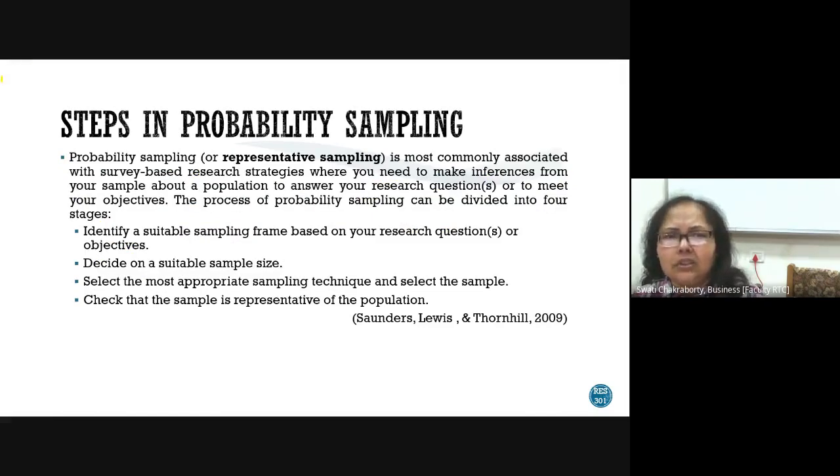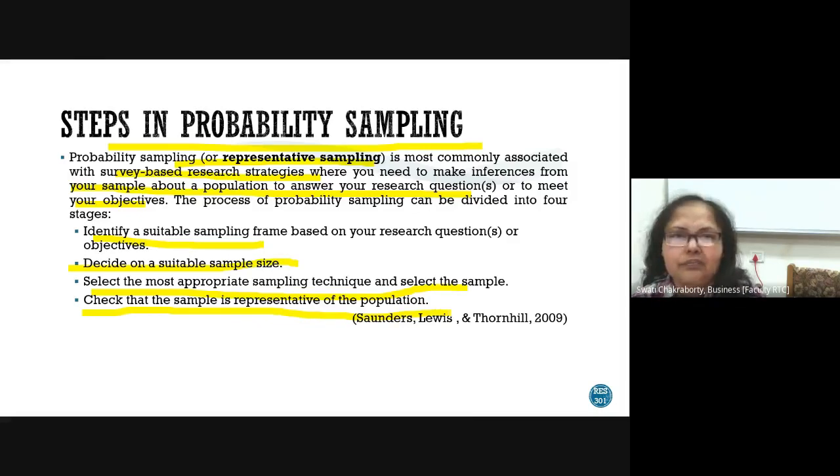Okay. So steps in probability sampling. Probability sampling or representative sampling, right? It is most commonly associated with survey-based research strategies where you need to make inferences from your sample about a population, who would answer your research questions or would meet your objectives. So what is the process? First, you need to identify a suitable sampling frame based on your research questions or objectives, then decide on a suitable sample size, then select the most appropriate sampling technique and select the sample. And lastly, check whether the sample is representative of the population.